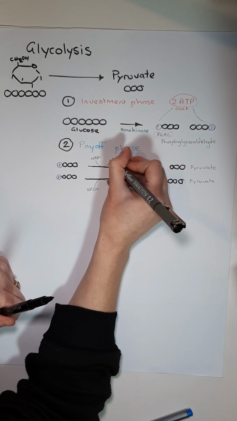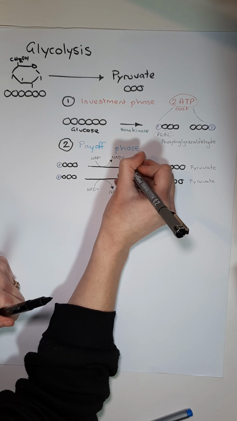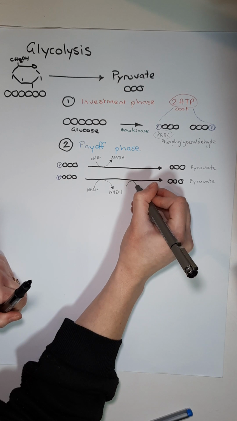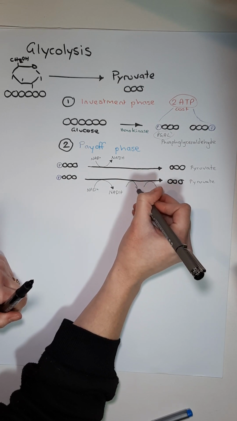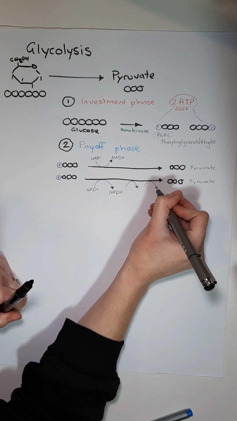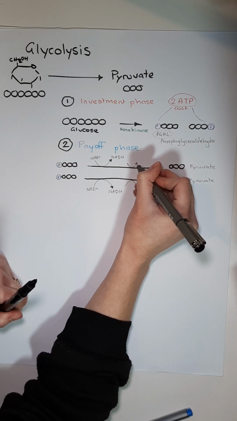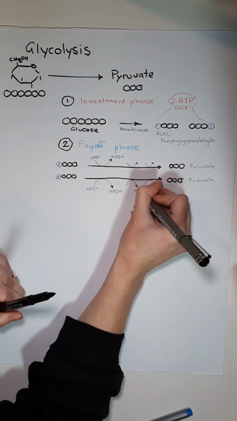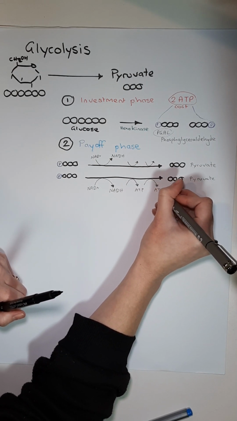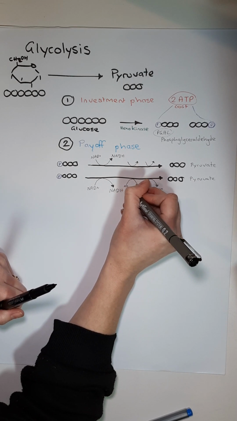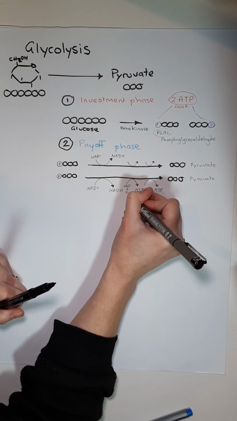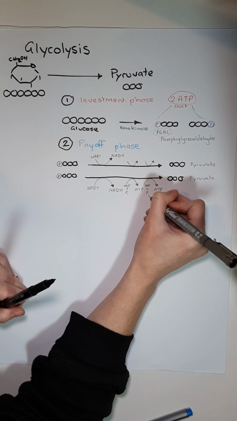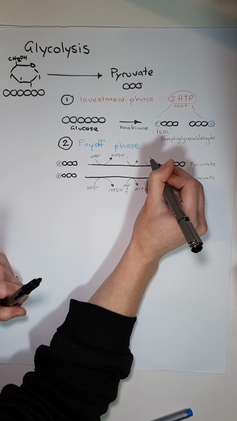NAD+, NADH. Okay, so we've got those guys. And then we also have 2 for each of these of ADPs that get to turn into ATPs. So this is ADP plus our little phosphorus, ADP plus a little phosphorus, and same on this side.